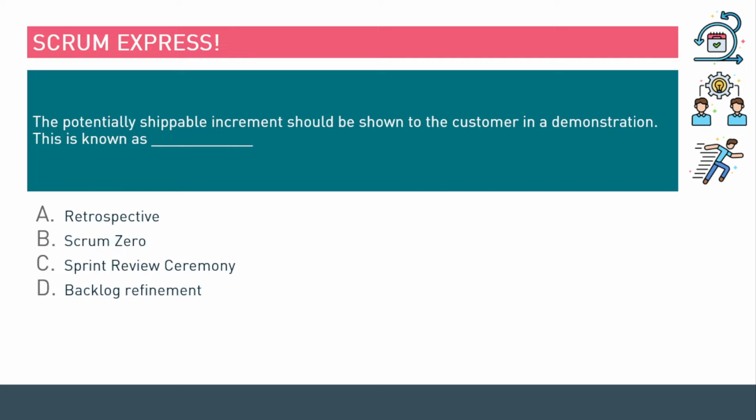Next question. The potentially shippable increment should be shown to the customer in a demonstration. This is known as what? Hit the pause button if you need more time. The answer? Sprint review ceremony.